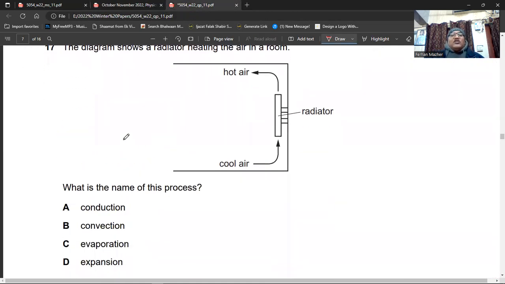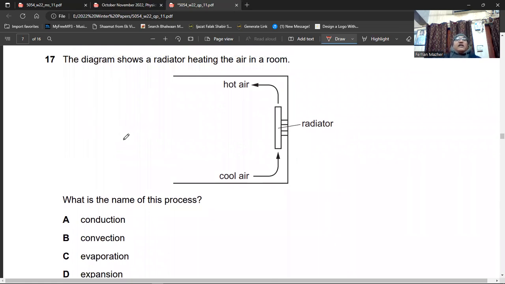The diagram shows a radiator heating the air in a room. Okay. So here we have a radiator by the wall. The hot air is going up, and from the other side, the cold air comes down. This happens in convection. In convection, the hot air, whose density is less, rises upward. And from the top, the cold air, which is relatively more dense, sinks down. And the convection currents are set up.